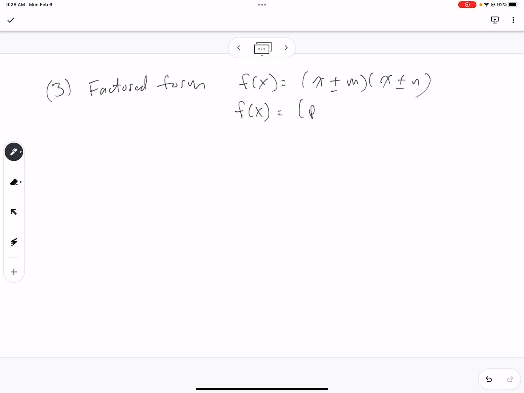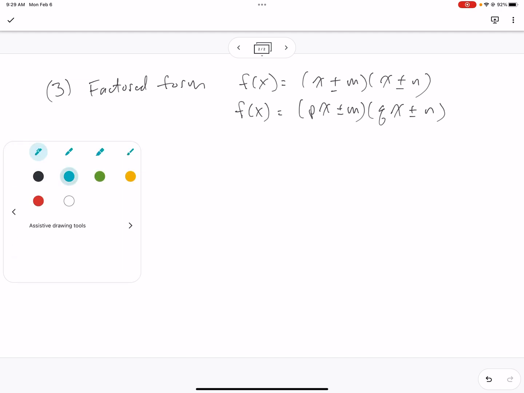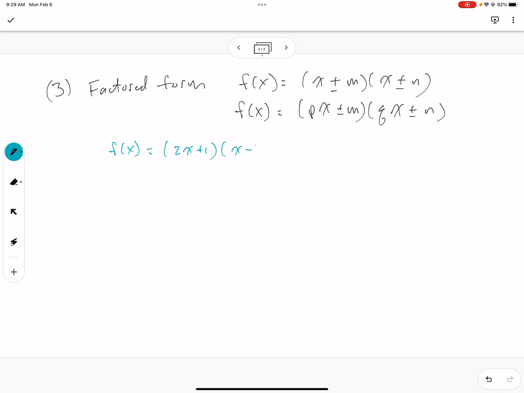You might have a coefficient, I'll call it p, in front of the x, plus or minus some m, some q, another coefficient in front of x, plus or minus some n value. I don't want you to get lost in the p's, the q's, the m's, and all of that. Let me just do a couple quick examples that will look real familiar. So if I take f of x is equal to, let's say, 2x plus 1, x minus 3, or something like f of x is equal to x minus 4, x plus 5. These are some examples that you've seen.